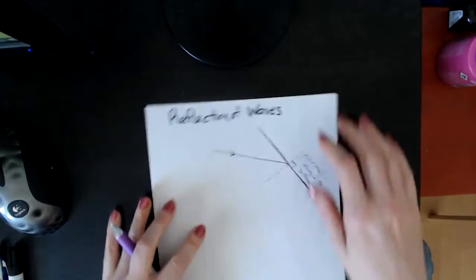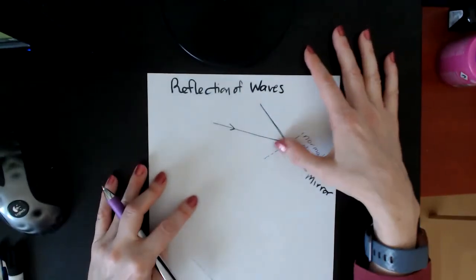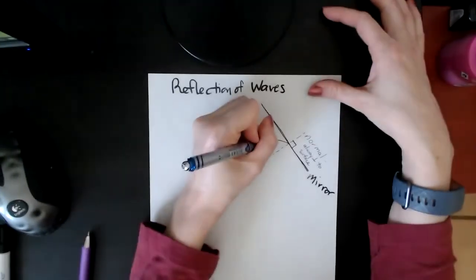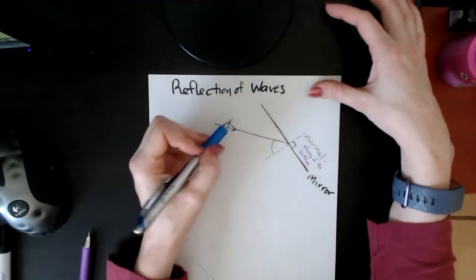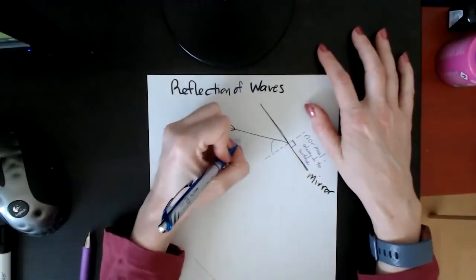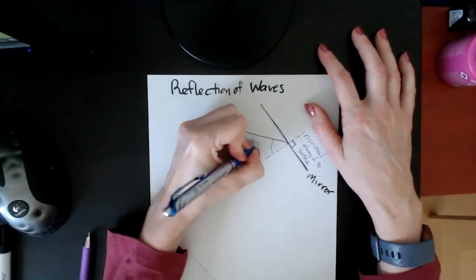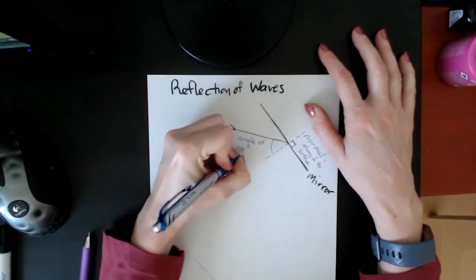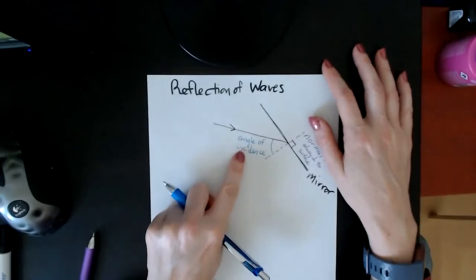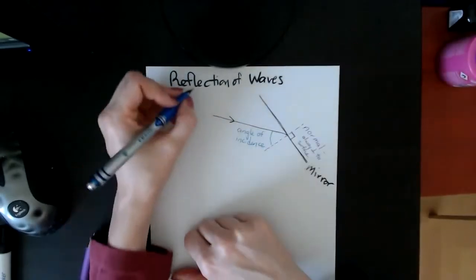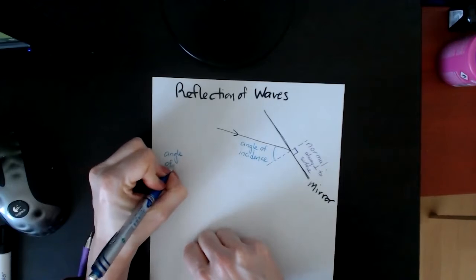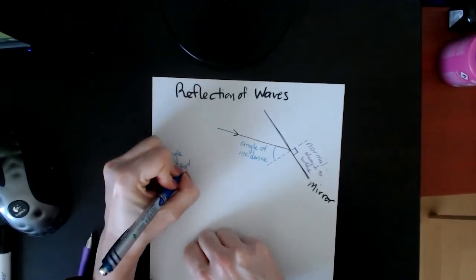All right, so now that I have my normal, drawn there at 90 degrees, I find my angle of incidence, and that is here. Where the light wave comes in, it's always between the light wave and the normal. This is called the angle of incidence. And the angle of incidence is always equal for reflection. It's very easy: the angle of incidence equals the angle of reflection.